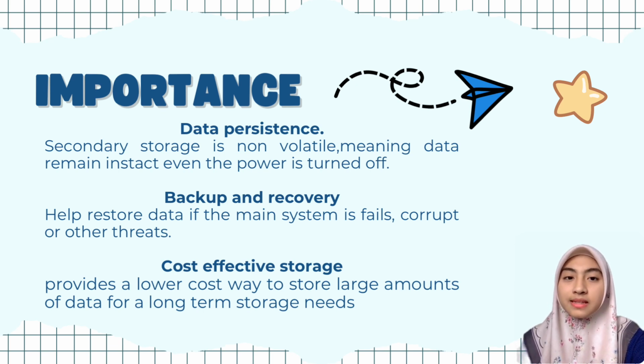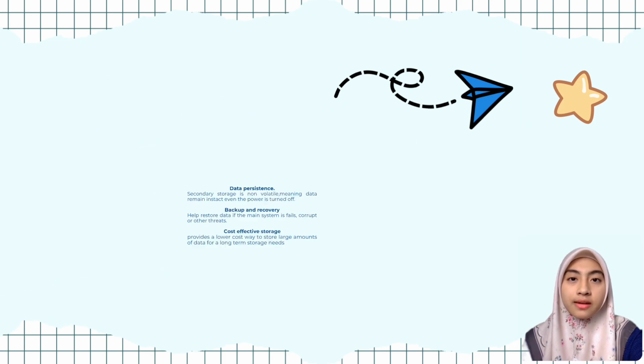First, data persistence. Keep data safe even when the power is off. Second, backup and recovery. Help restore data if the main system fails. Third, cost effective. Cheap way to store a large amount of data for a long time.